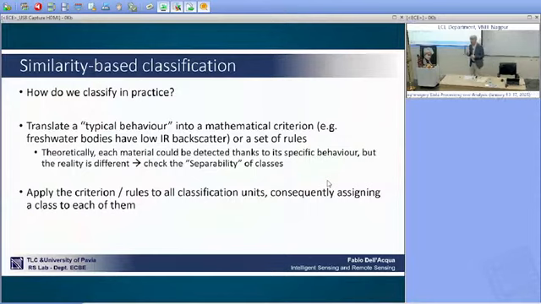For example, what I can do is compare that spectral response with the spectral responses of known materials, materials of which I know the spectral response. And if something looks similar, then the one that looks the most similar, I will assign the corresponding class to the classification unit.